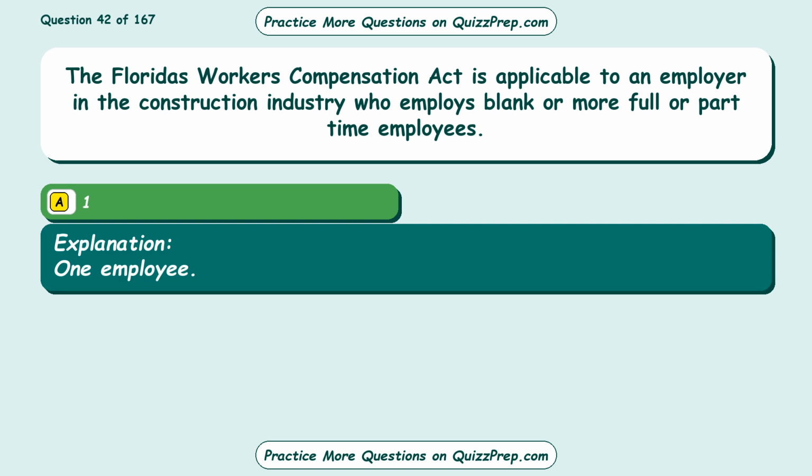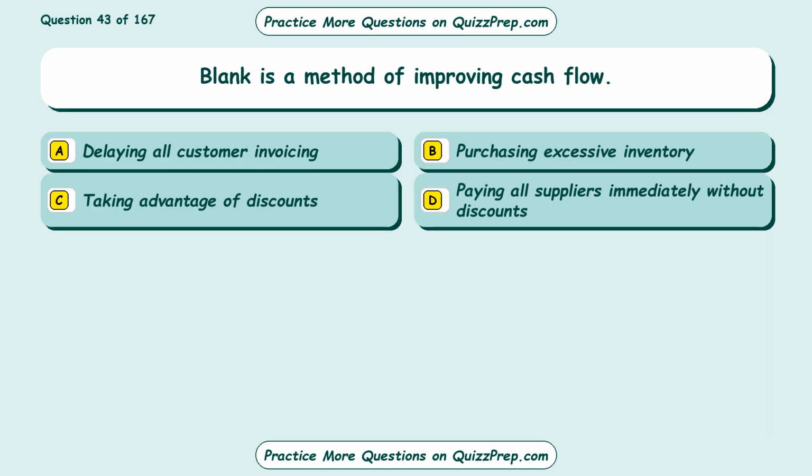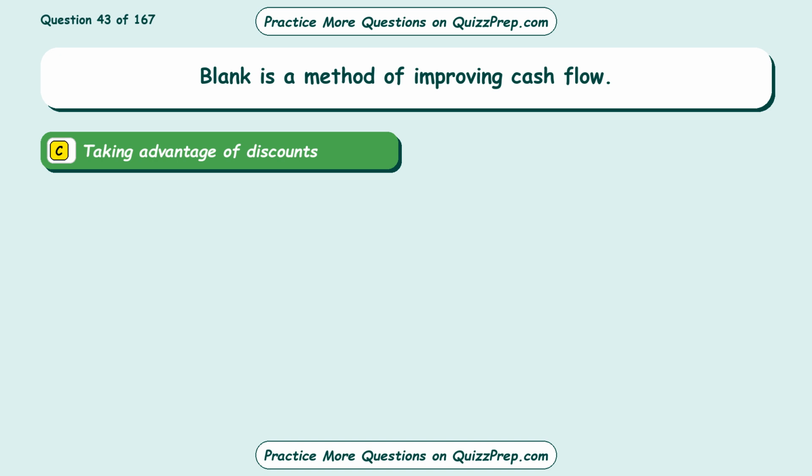Question 43. Blank is a method of improving cash flow. Option A, delaying all customer invoicing. Option B, purchasing excessive inventory. Option C, taking advantage of discounts. Option D, paying all suppliers immediately without discounts. The correct answer is option C, taking advantage of discounts.